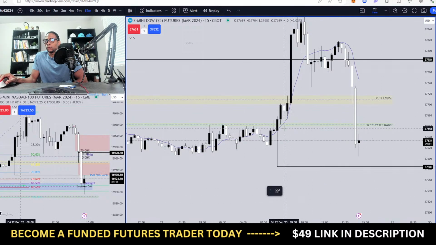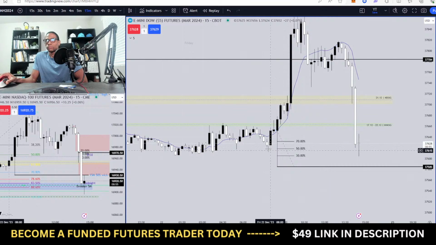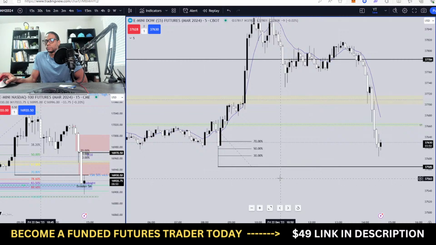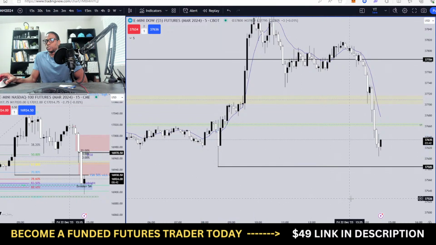All right, let's see, where was the 50% mark on the wick? You're right at 37,618. So this candle didn't quite get there, but the next one did. It's a 70% retracement into the wick. Let me delete this now.